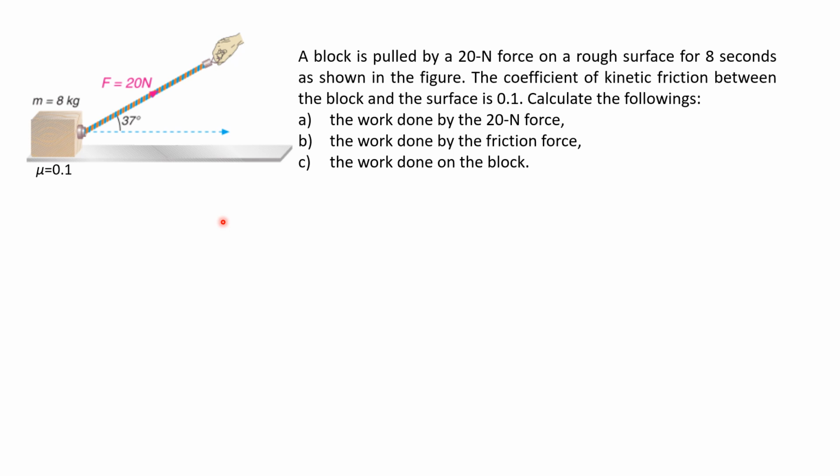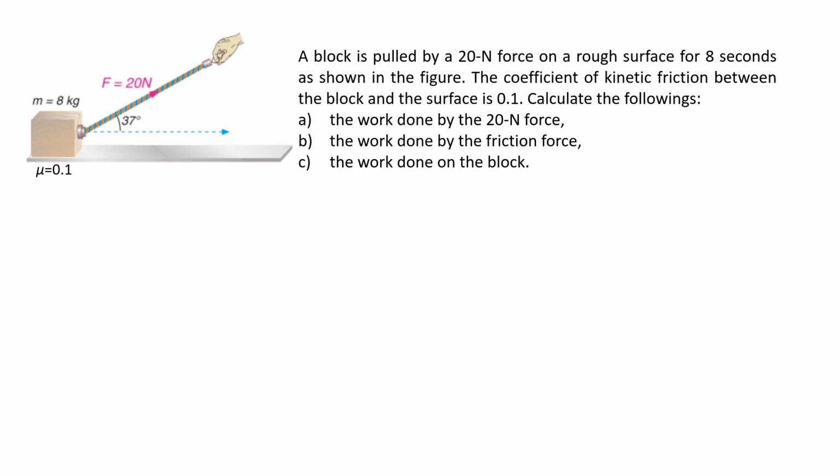A block is pulled by a 20 Newton force on a rough surface for 8 seconds, as shown in the figure. The coefficient of kinetic friction between the block and the surface is 0.1. Calculate the following: the work done by the 20 Newton force, the work done by the friction, and the work done on the block. In other words, the net work, the total work.